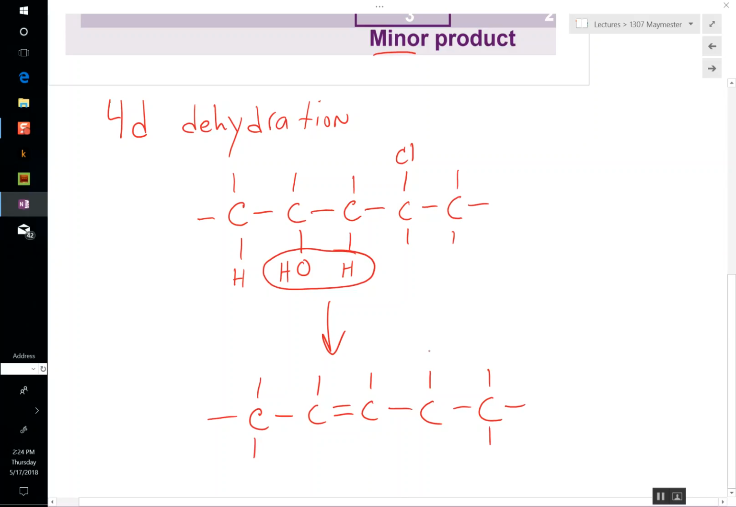And here's what a lot of students do. They finish this off, but they leave off the chlorine. Chlorine comes right along with it. And why? Because now this double bond has one carbon here and another carbon over here. And that's your more highly substituted double bond. That's your major product.